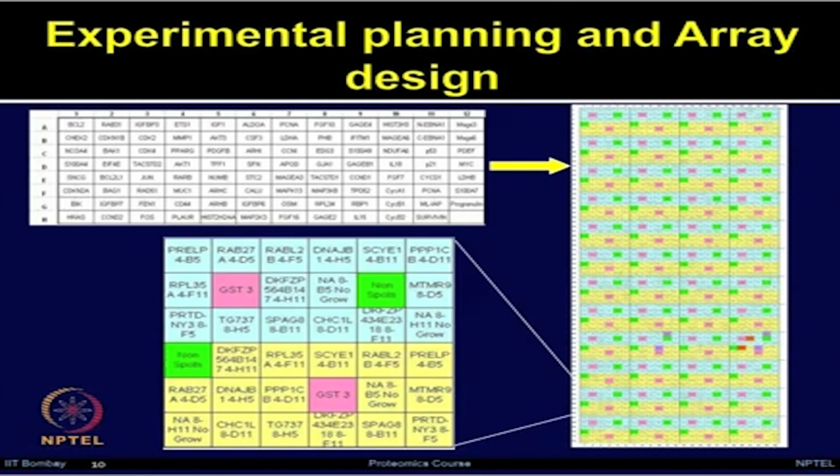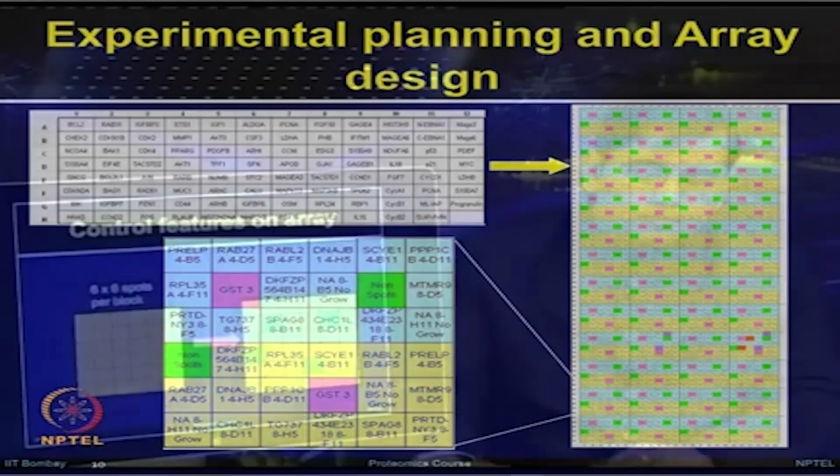For example, if you see the bottom panel, the ones which are highlighted in red are showing the GST proteins. Then the green is showing the non-spots. So, these spots are printed in duplicate and they are spread on the array surface, not adjacent to each other, so that you can look at the duplicate results, how close they are.